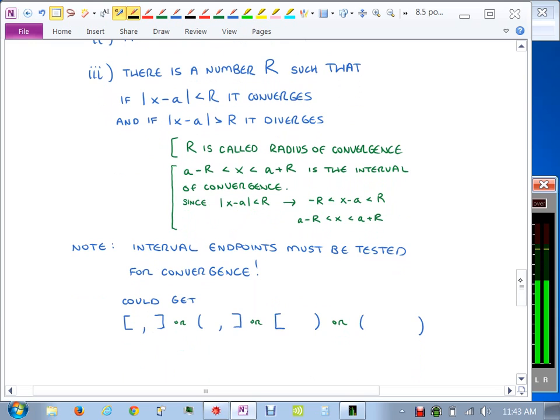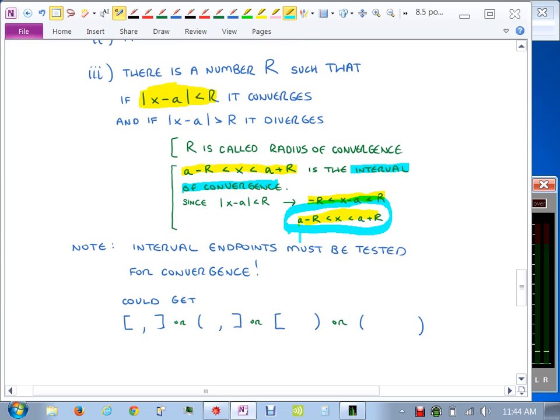So keep in mind that this absolute value right here, absolute value of X minus A less than R, that really means this. I got that from doing this right here. So you drop your absolute value, you put your capital R, negative capital R, then you add A to both, and you get this. Yes? So that will always be your interval of convergence. I didn't highlight it there, but that's a definition. Interval of convergence is this interval right here. Capital R is called your radius of convergence.